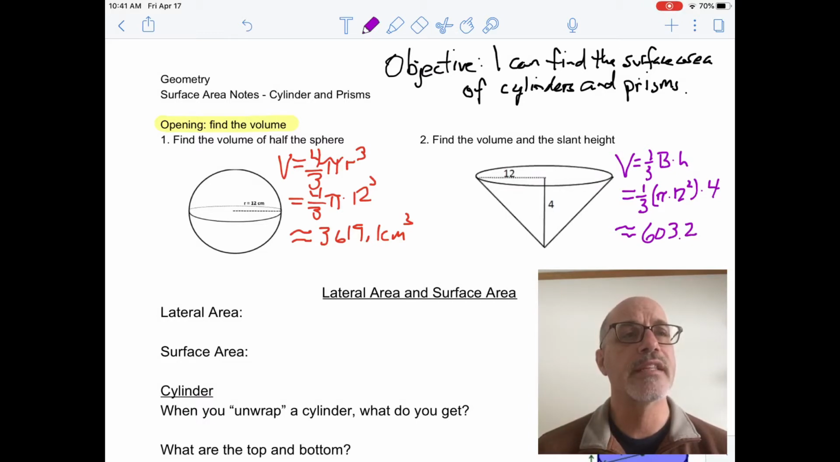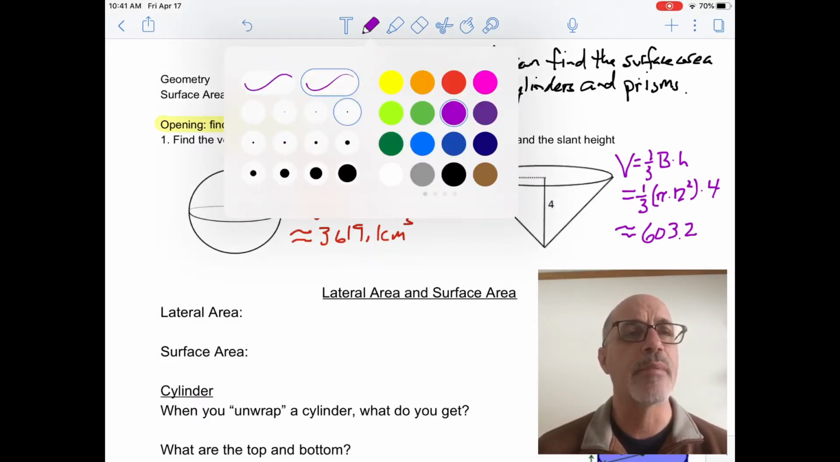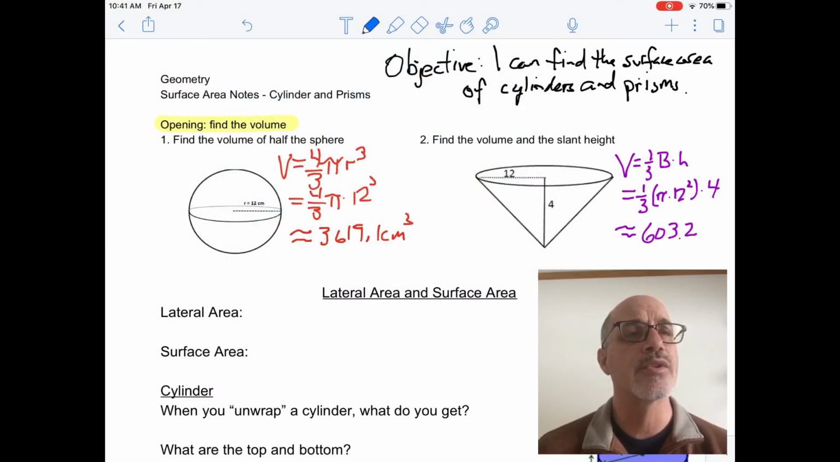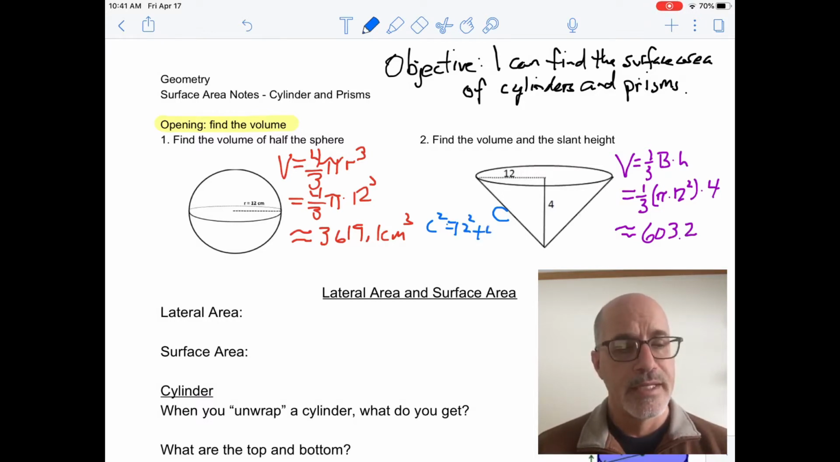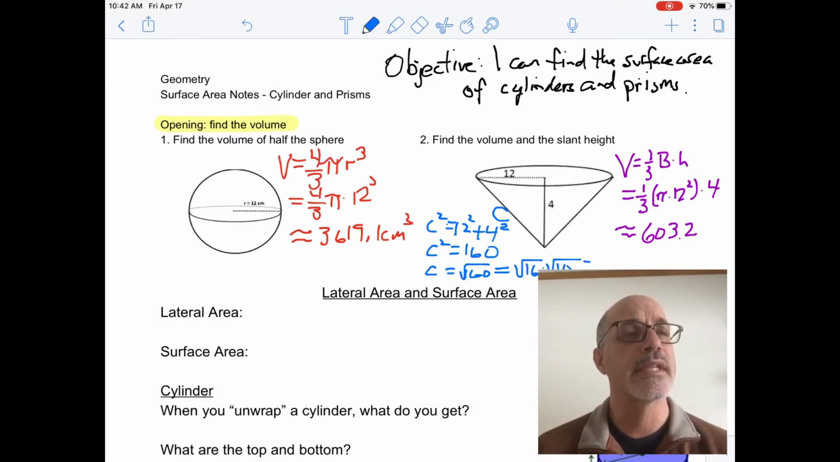Now let's try finding the slant height. The slant height is the hypotenuse, in this case, of a right triangle with 12 and 4 as the legs. So we'll call that c, and set up our Pythagorean theorem as c squared equal to 12 squared plus 4 squared. Simplifying that, we get c squared equal to 160. We take the square root of both sides. Now in this case, instead of having the plus or minus, since it's the side of a triangle, we're going to just leave it as the positive. Square root of 160 is square root of 16 times the square root of 10. Square root of 16 we know is 4, so we get 4 square roots of 10 for this answer.